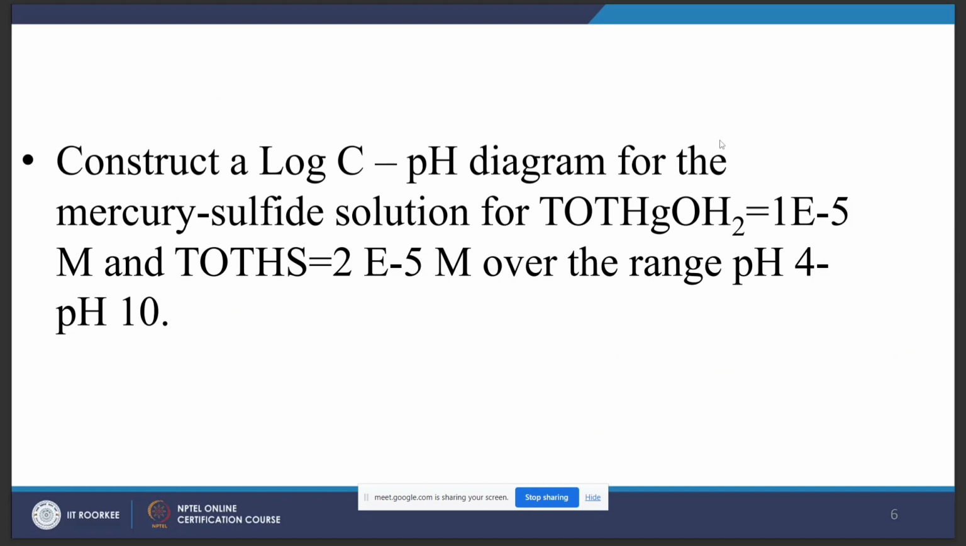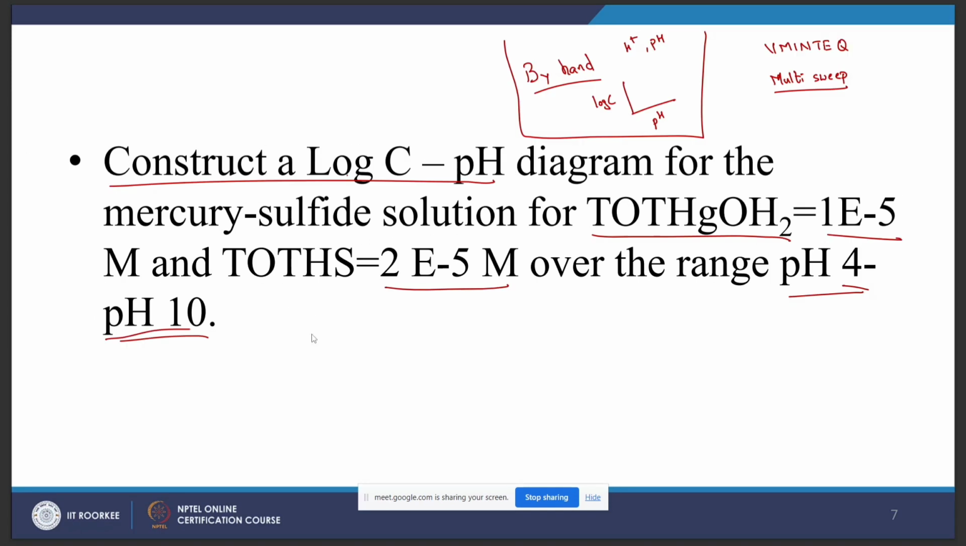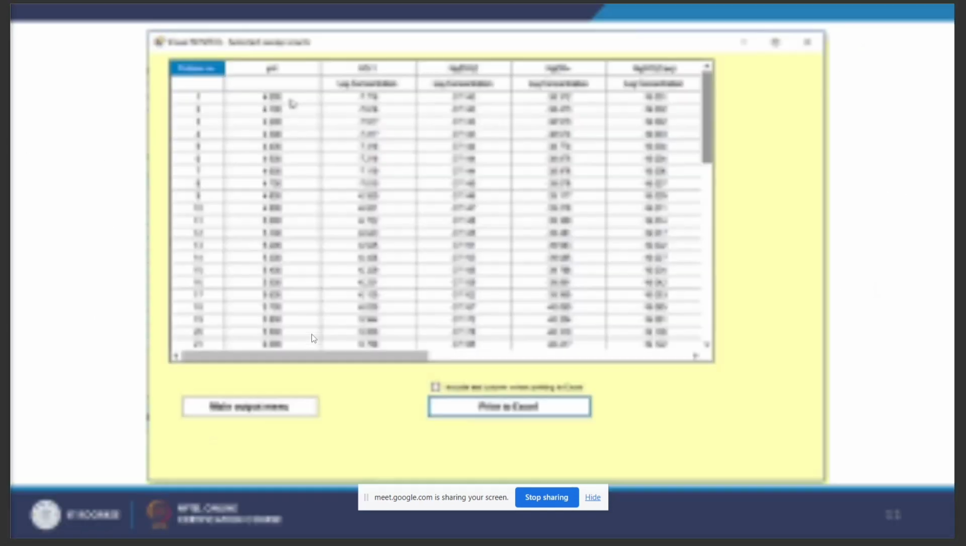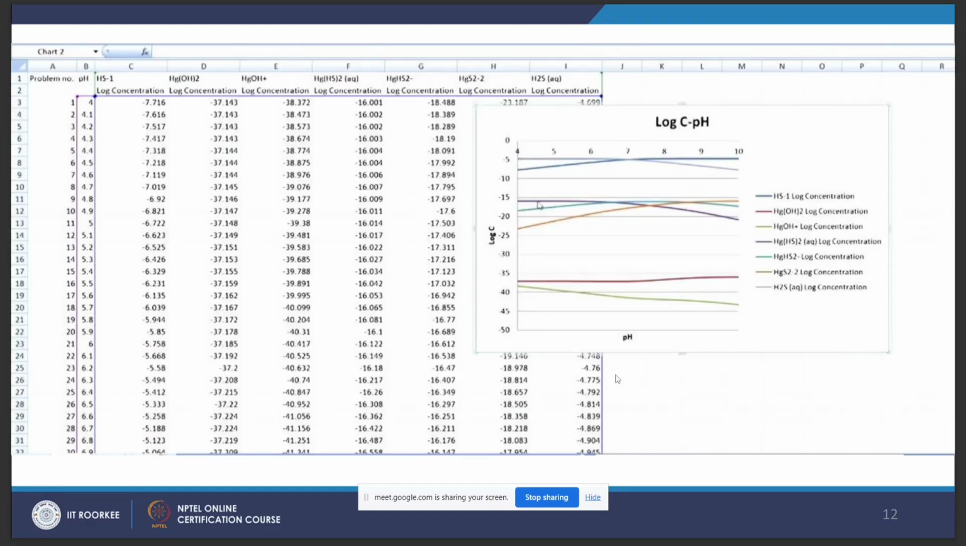Next is about plotting the log C pH diagram. We will also see an example in our questions which we will solve, where we will learn how to solve a log C pH diagram using Visual MINTEQ. So here the log C pH plot is plotted. I think the plot must be here. So this is the log C pH plot for the given system.